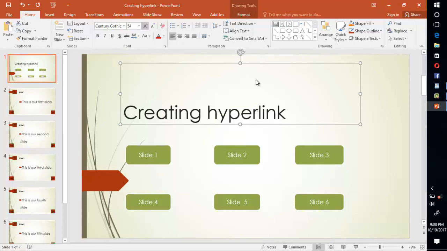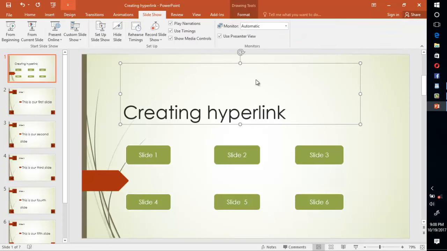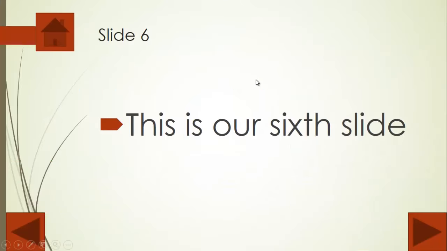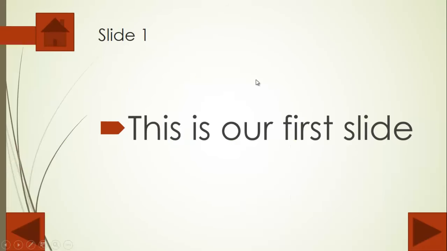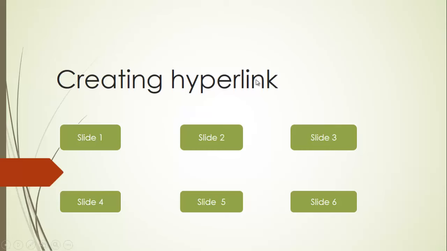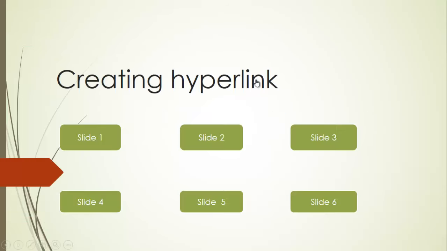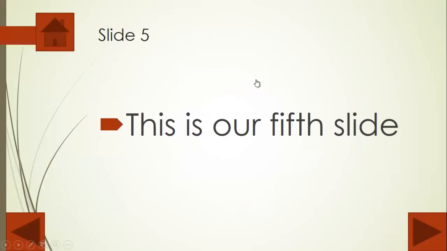So now let's test our hyperlink. Go to slide show, then from beginning slide. Then I click here, it takes us to slide 6. We click here, back, slide 1, back to home, slide 3, back to home, and back to home.